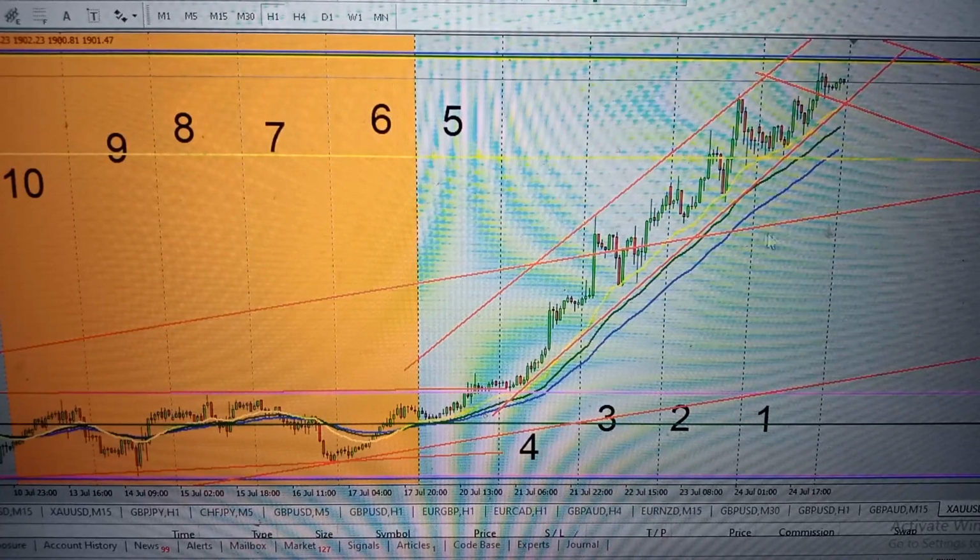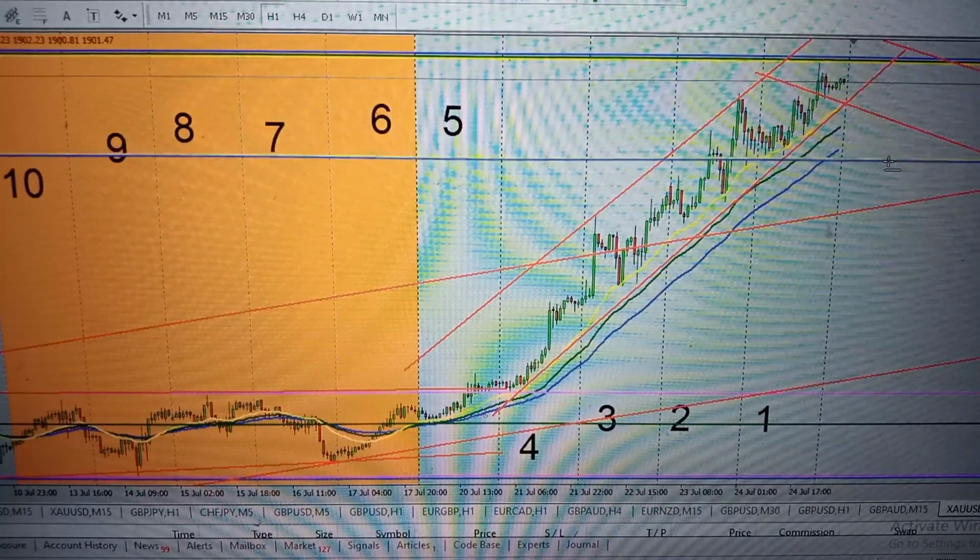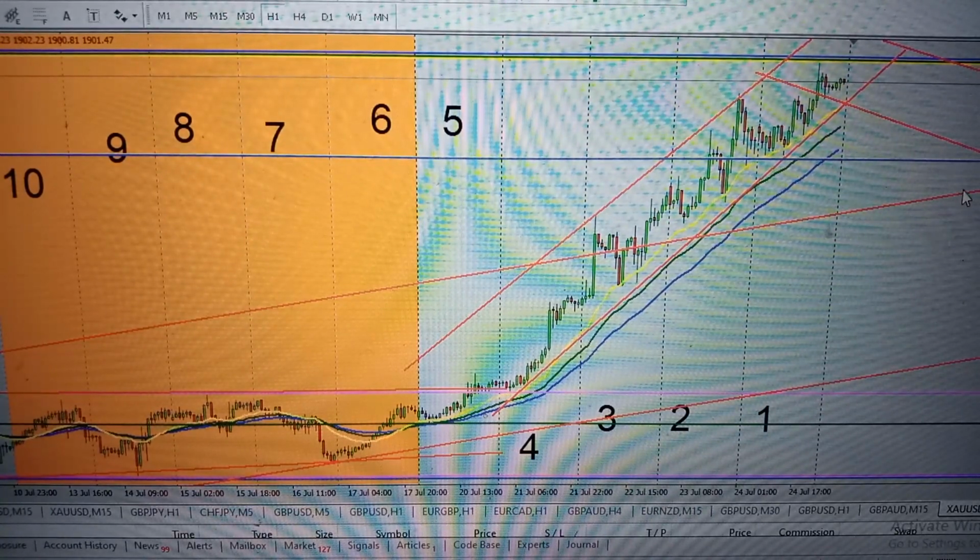But our support is along this line. We have a support here for our previous day low, although it's a minor support. We also have a support along this upper trend line, retesting this trend line here. So price is expected to touch here and then go up.